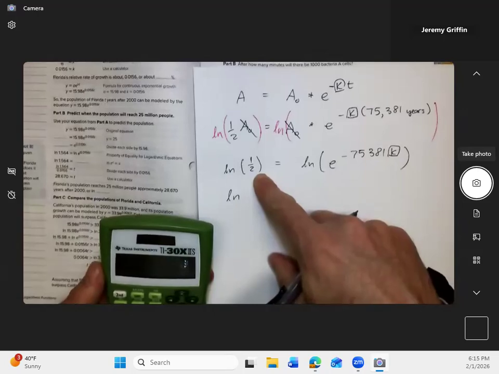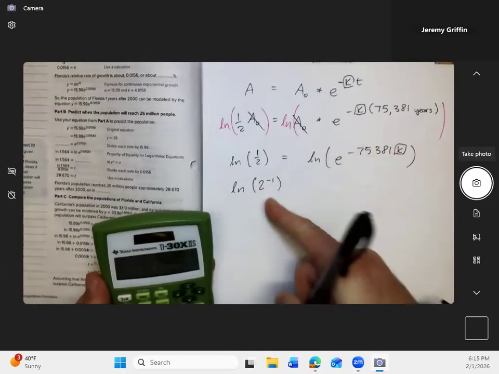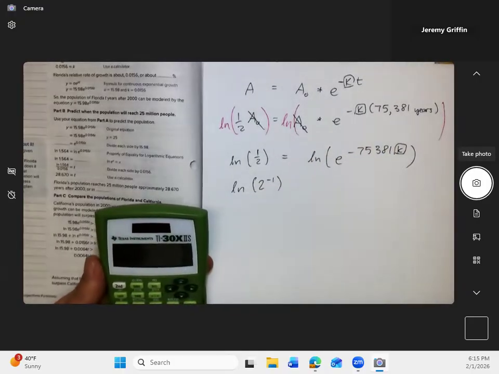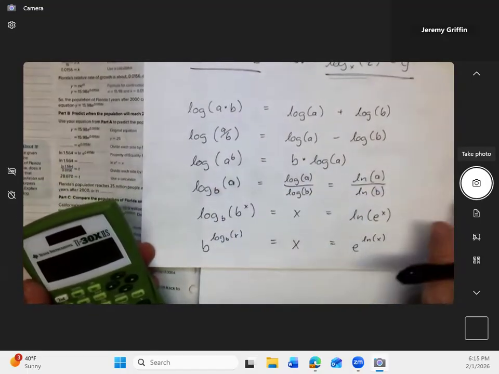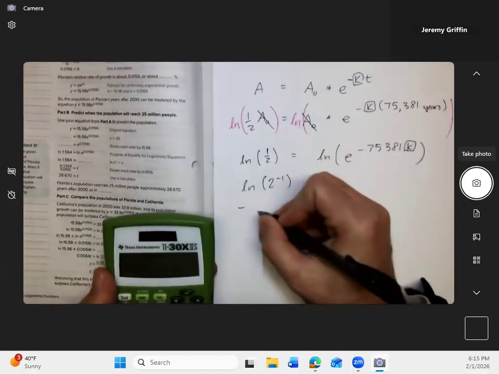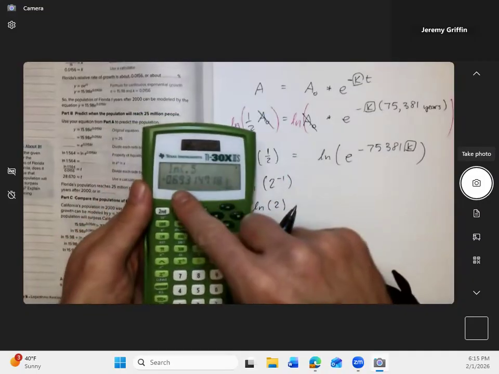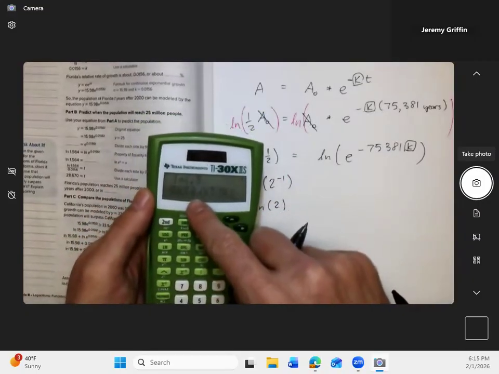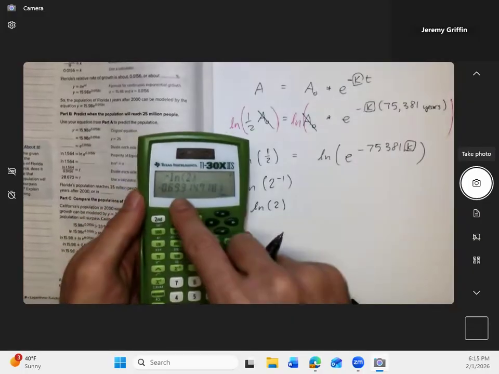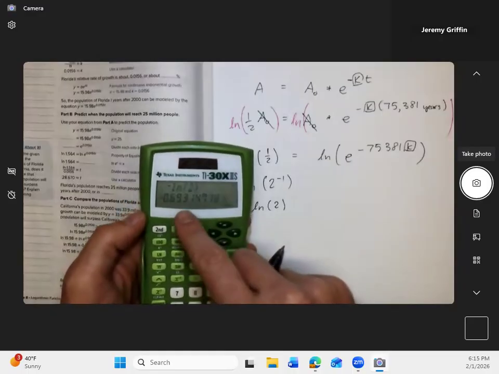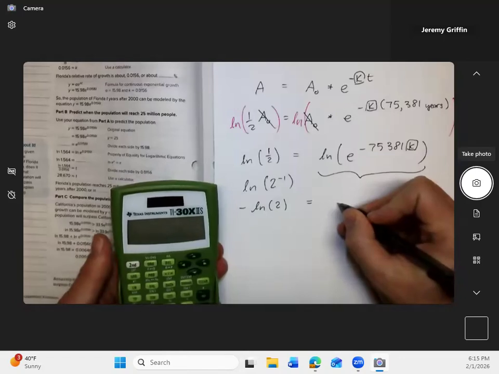Guys, the natural log of 1/2, isn't that like the natural log of 2 to the negative 1? I can pull the negative out using the power property. It's the same thing as negative natural log of 2. Let me show you this trick. The natural log of 0.5 is negative 0.693 something. If I do negative natural log of 2, it's the exact same decimal, negative 0.693. Same.